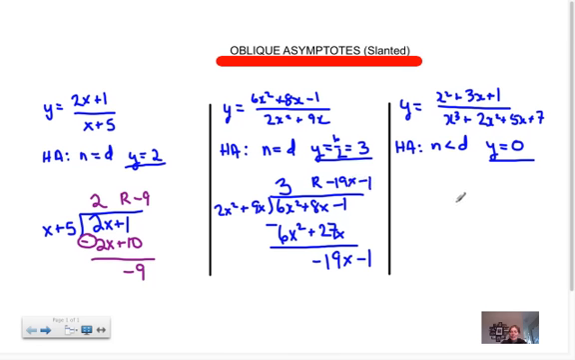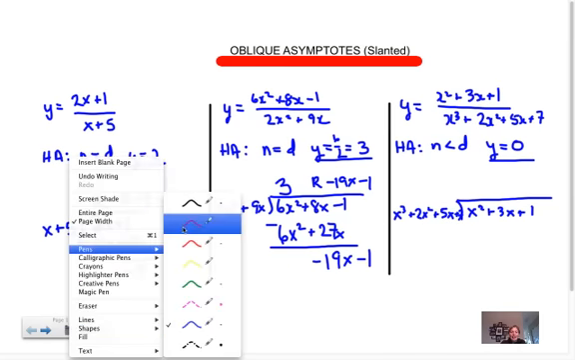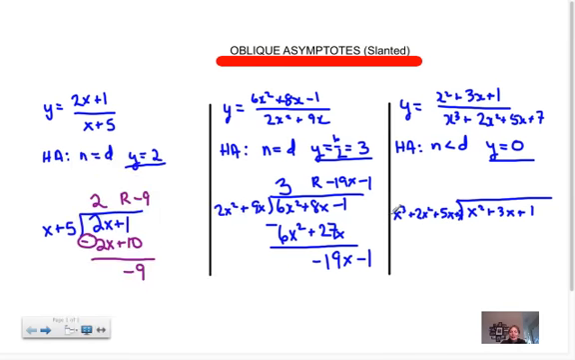Okay, let's do it one more time over here. Let's take x squared plus 3x plus 1, and we're going to divide it by x cubed plus 2x squared plus 5x plus 7. And how many times does x cubed go into x squared? Well, it goes in 0 times with a remainder of a whole bunch of stuff.